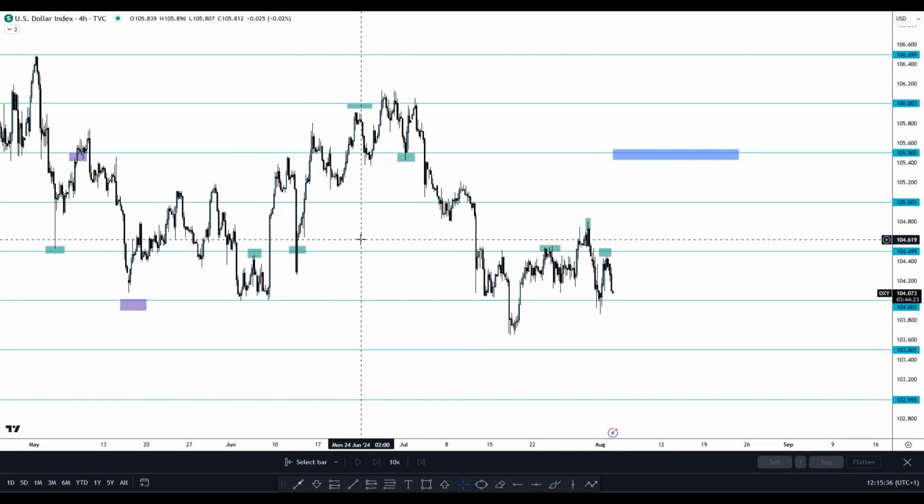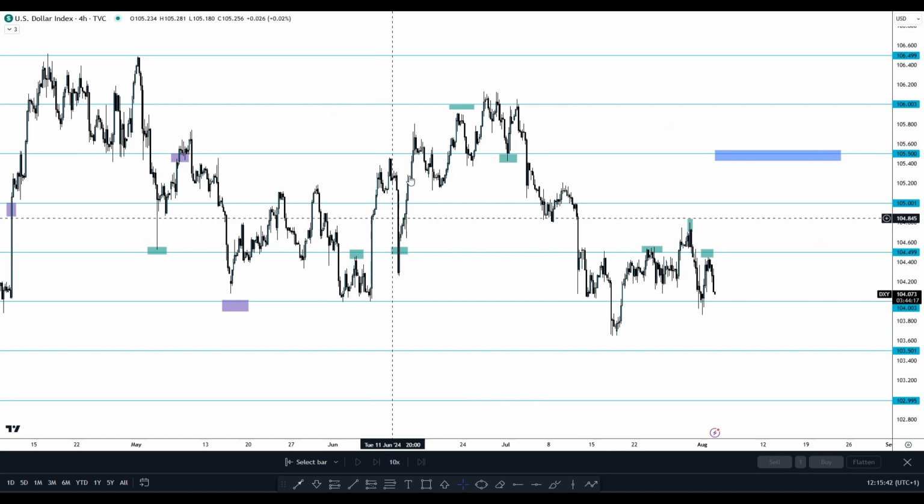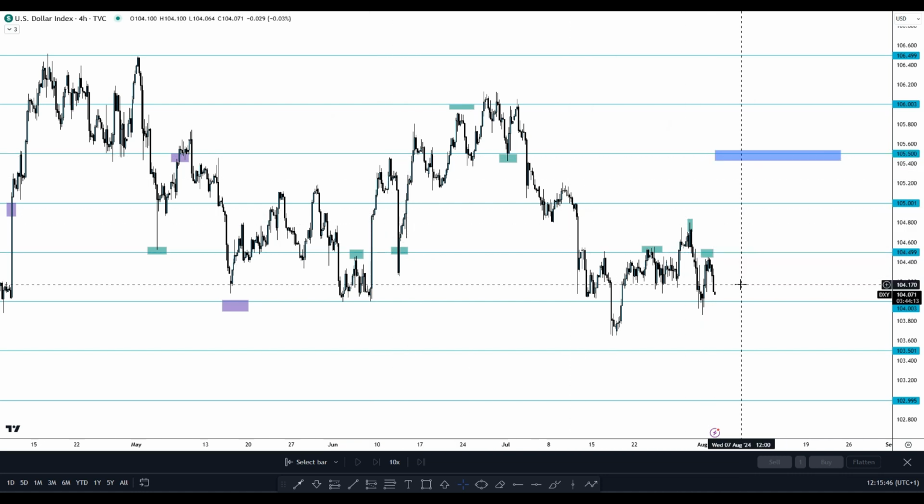So basically, if you are looking at the US dollar index, it is basically just showing you the strength of the US dollar. If this is going up, the dollar is getting stronger. If it's going down, the dollar is getting weaker. And it's as simple as that.